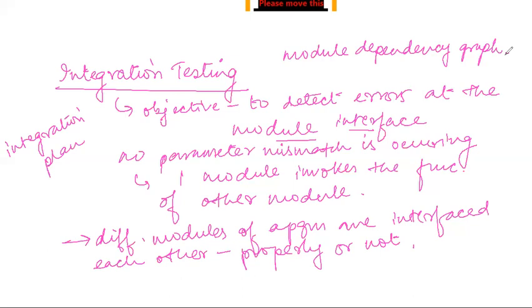The integration testing objective is to detect errors at the module interfaces and to check whether the different modules of a program interface with each other properly or not. Interface means that no parameter mismatch occurs when one module invokes the functionality of another module. So the different modules are integrated according to a proper integration plan, in a planned structure, and the reports are generated. For integration testing, we can follow any of the approaches. The four common approaches are Big Bang, bottom up, top down, and mixed approach. One by one we will be studying these approaches.